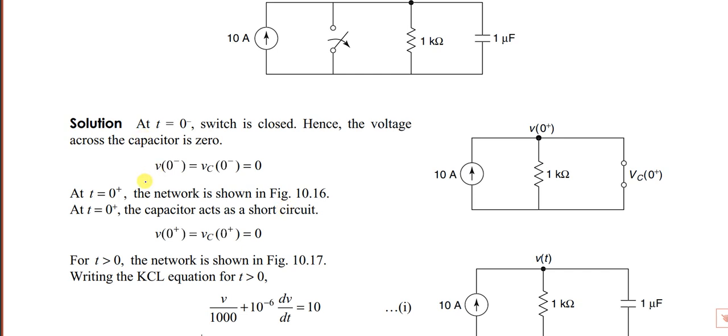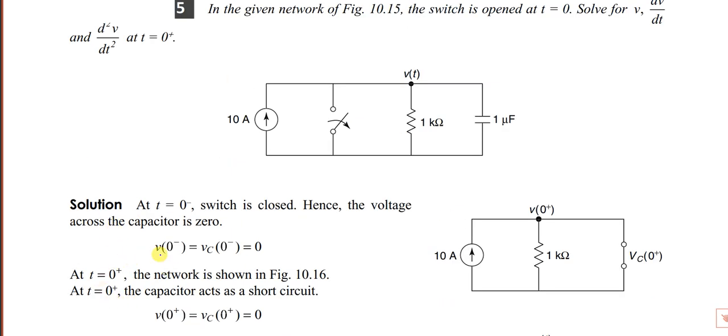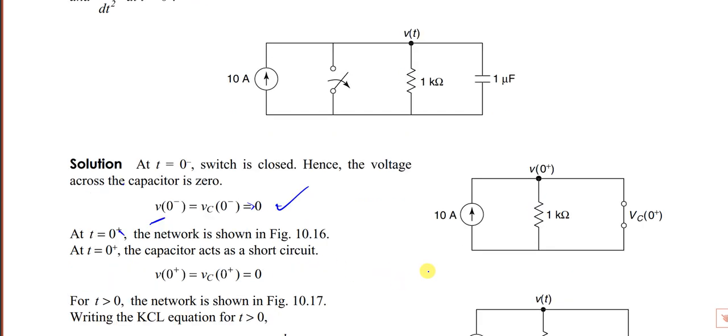Okay, I'll repeat once again. Before the switch is closed, no current is flowing through the inductor and capacitor, so V of 0 plus is 0 volts. It is correct. When the switch is open, at t equal to 0 plus, the capacitor acts as a short circuit, and since it is a short circuit, Vc of 0 plus is 0 volts. This is also correct. V of 0 plus and Vc of 0 plus are both 0.